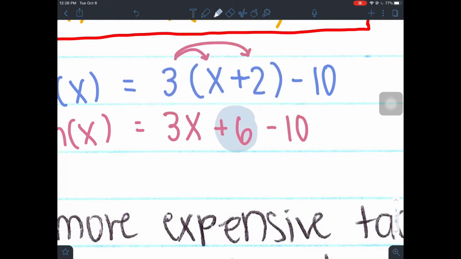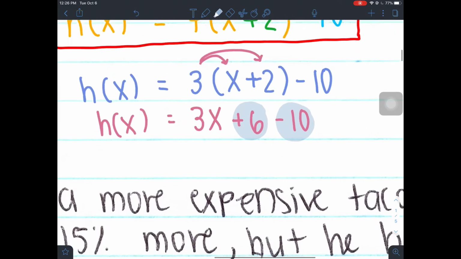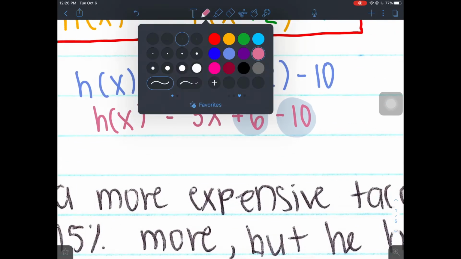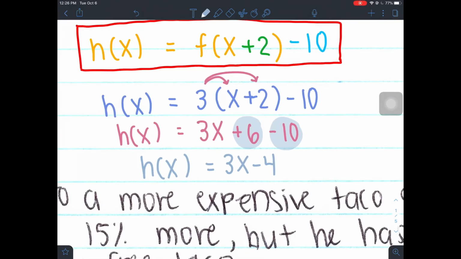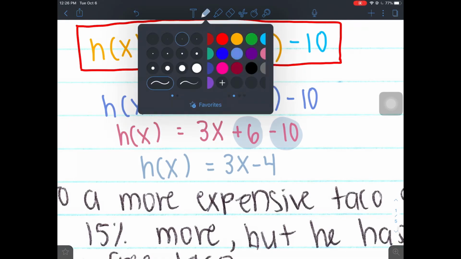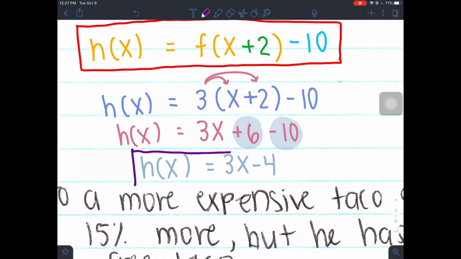Let's use this. So I have 6, and I have negative 10. Now, I can combine those, right? They're like terms with each other. So I'd have h of x equals 3x, and then 6 minus 10 is going to give me negative 4. Can I do anything else to simplify this equation? No. So then this would be my final equation, and this would be my simplified regular equation here.